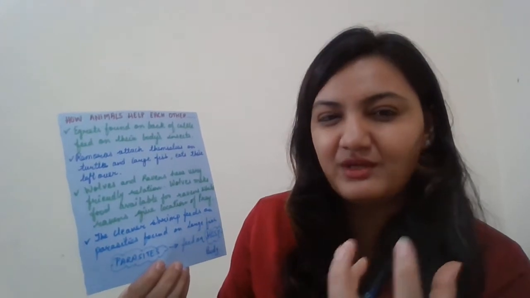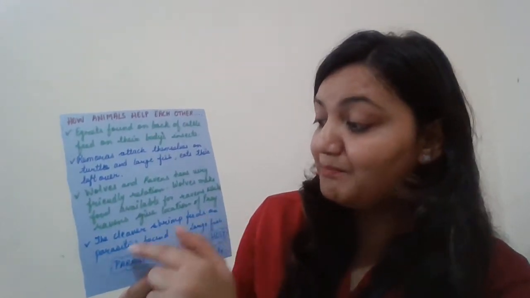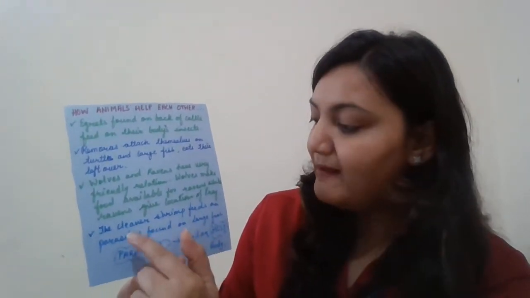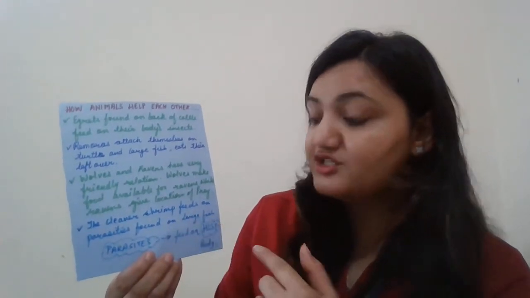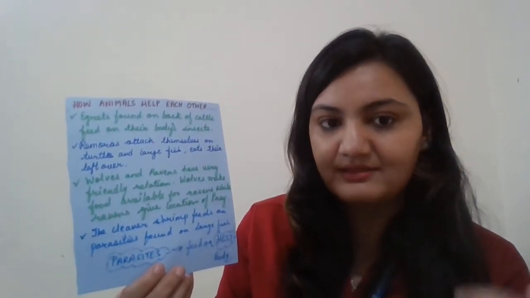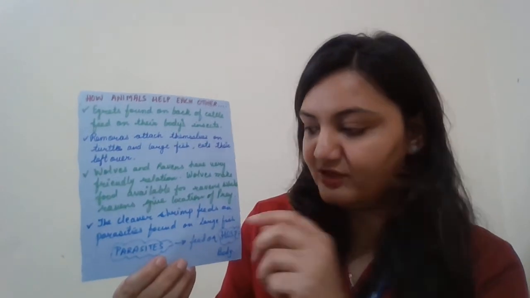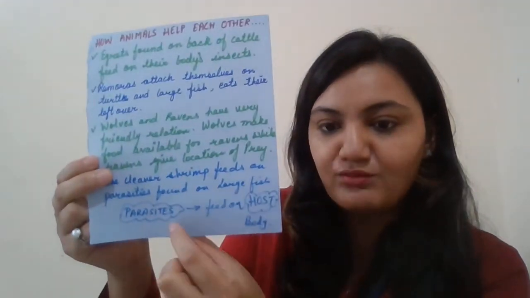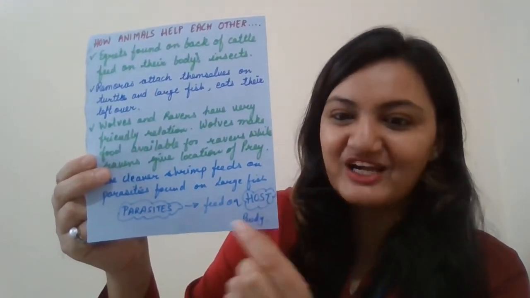The cleaner shrimp is a very interesting animal. It feeds on the parasites. Again, a new word: parasites found on large fishes. Now, who are parasites, prey, and host? The three things we are going to understand in the form of this small flowchart.